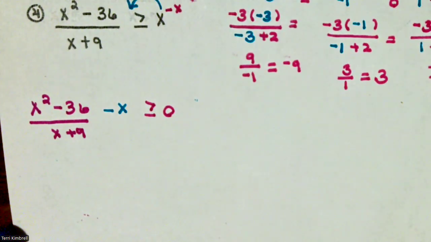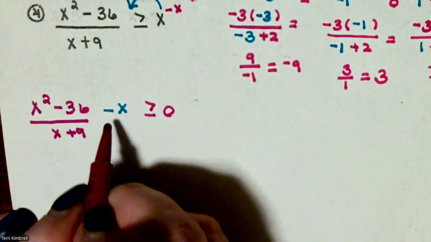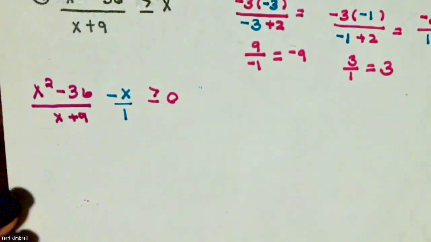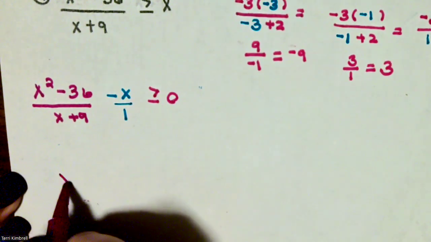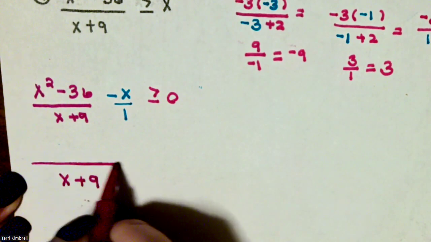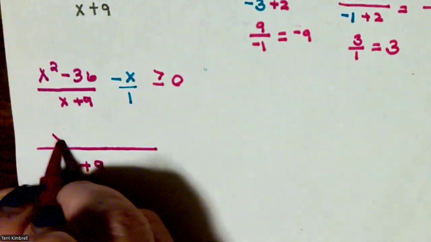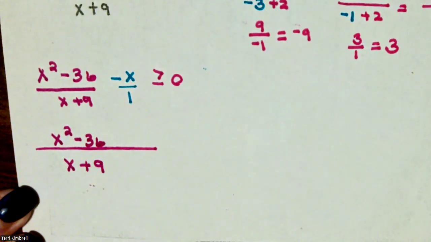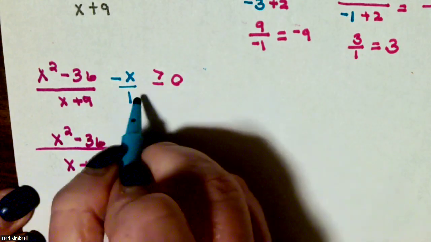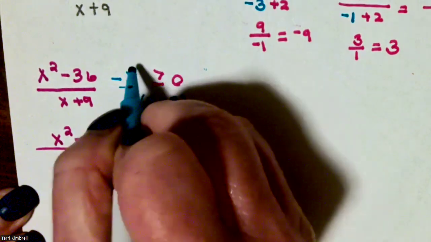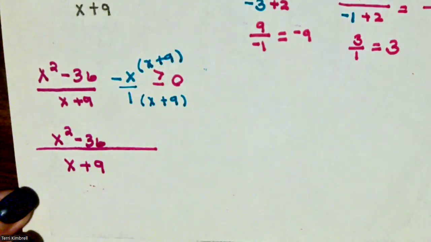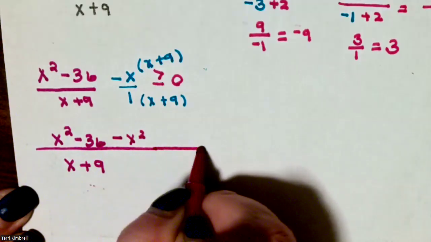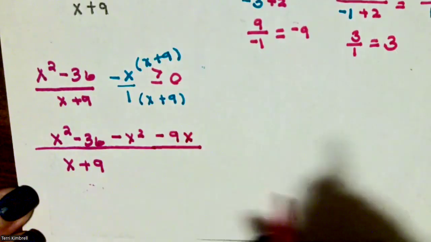So what I'm going to have to do is get a common denominator. And remember that you can make anything a fraction by putting a 1 under it. Okay, so my common denominator is going to be x plus 9. Now the left side is already over x plus 9, so I just recopy it. My right side that's in blue is not over x plus 9, so I have to multiply that to x plus 9, and then I have to multiply the top to x plus 9. So that's going to give me a -x squared minus a 9x.